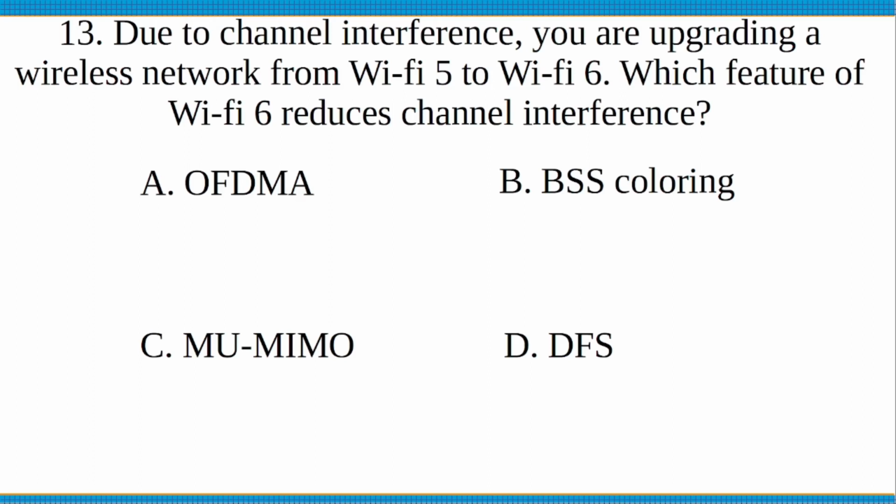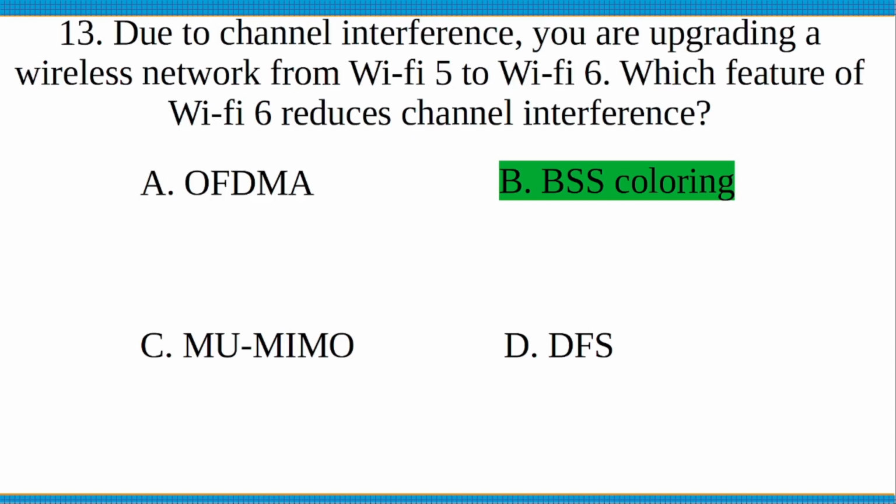Question number 13. Due to channel interference, you are upgrading a wireless network from Wi-Fi 5 to Wi-Fi 6. Which features of Wi-Fi 6 reduce channel interference? A. OFDMA, B. BSS coloring, C. MU-MIMO, D. DFS. The answer here is BSS coloring.